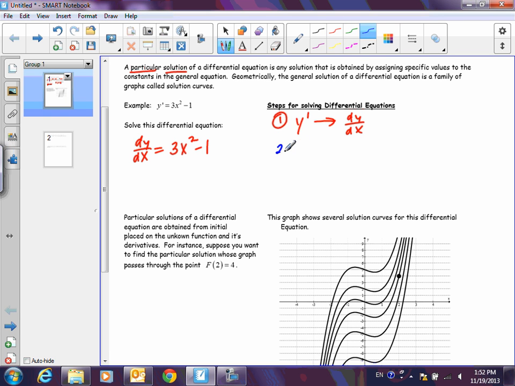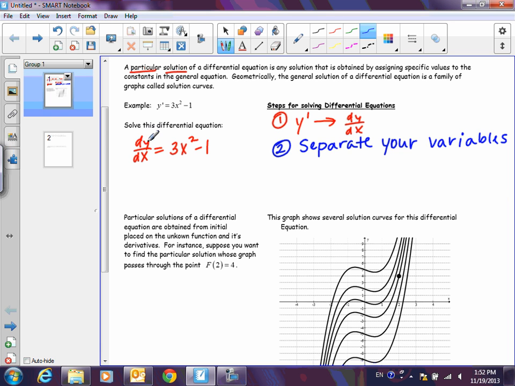We already knew that y prime and dy over dx were the same. The second step I'm going to call separate your variables. We're going to have an x and a y, and right now they're all jumbled together. I want the y's on one side and the x's on the other side. Before I integrate, I have to do that. I can only integrate y's with y's and x's with x's. Later on this may become more difficult, but for right now this step is just a one-step process. What is that step?